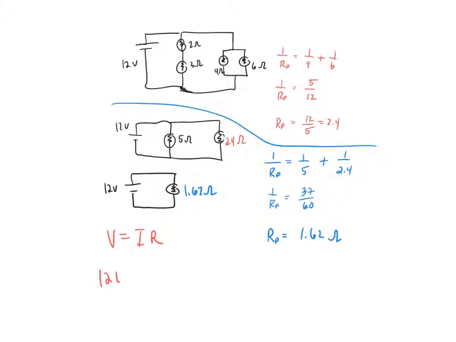I'm not going to go through the math. You guys can solve on your own. Just divide both sides by 1.62. That'll give you the current there. That's how you're going to simplify a more complex circuit.